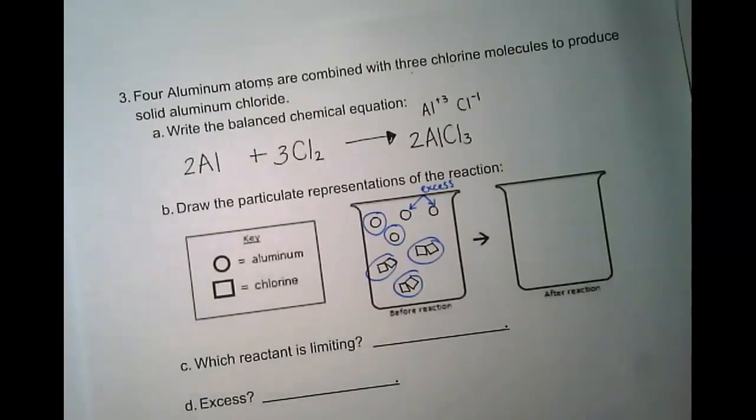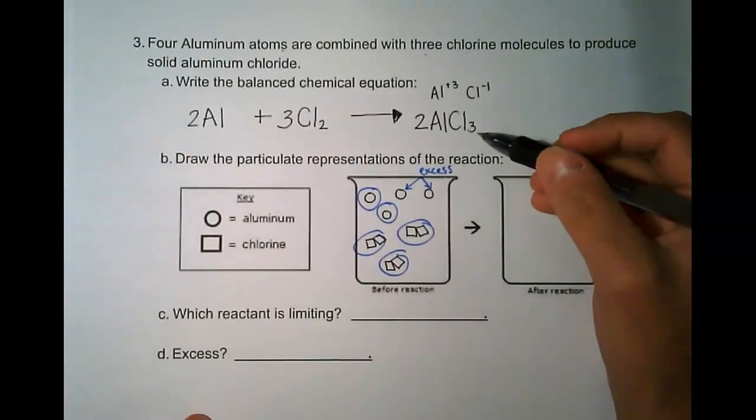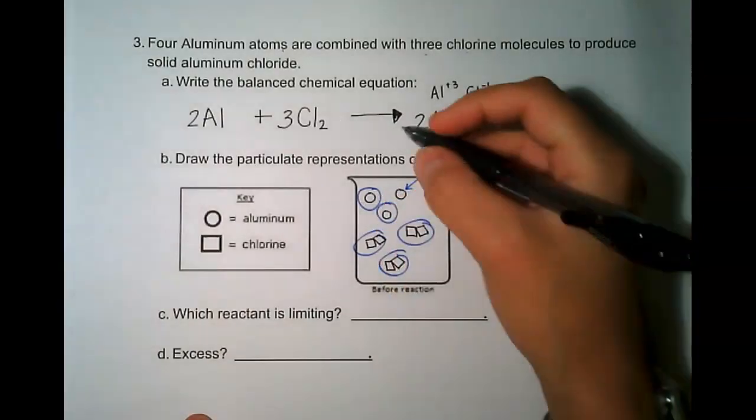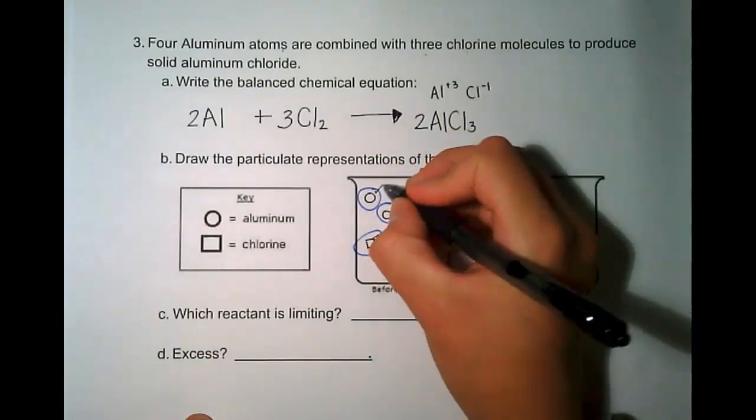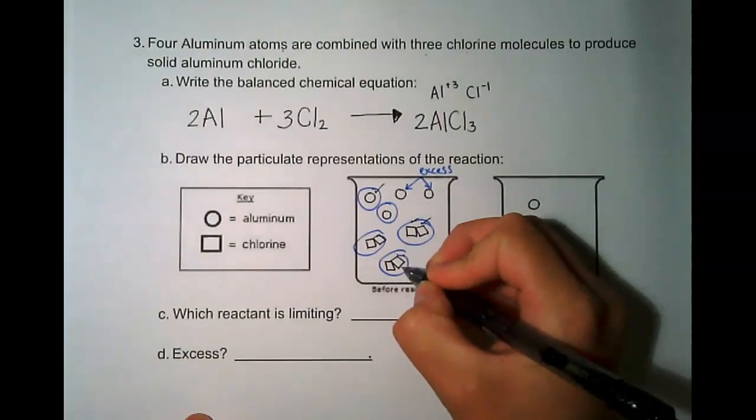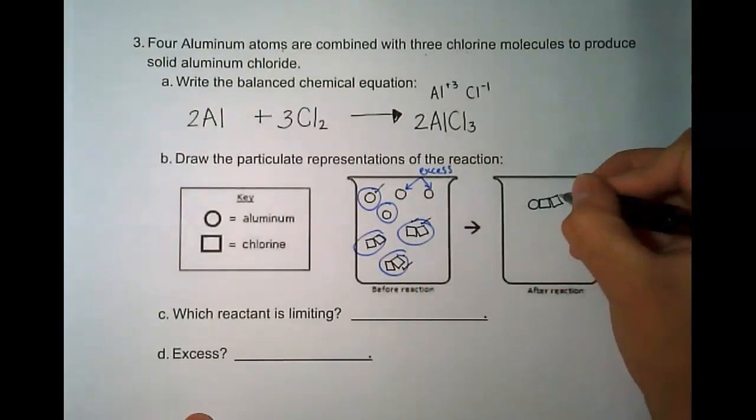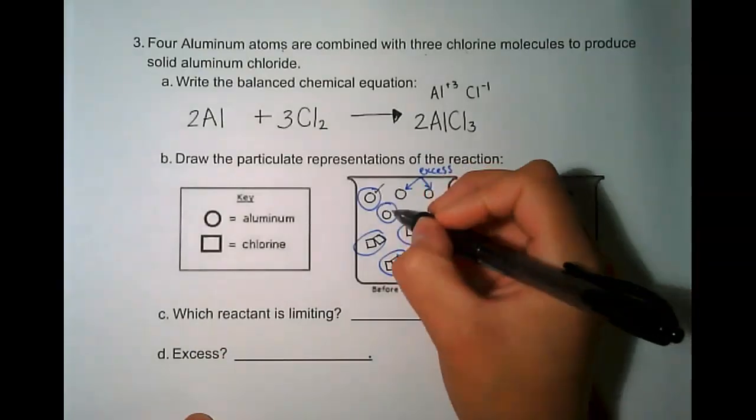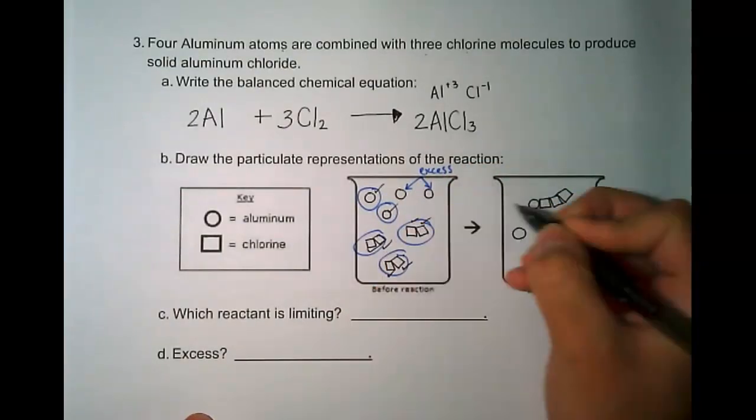So now we just need to draw what our products will look like. If we make 2 AlCl3s, we can use aluminum with 3 chlorines. So an aluminum is used with 1, 2, 3 chlorines. Okay, we did that once, and then we use the other aluminum with the other 3 chlorines. 1, 2, 3 chlorines.